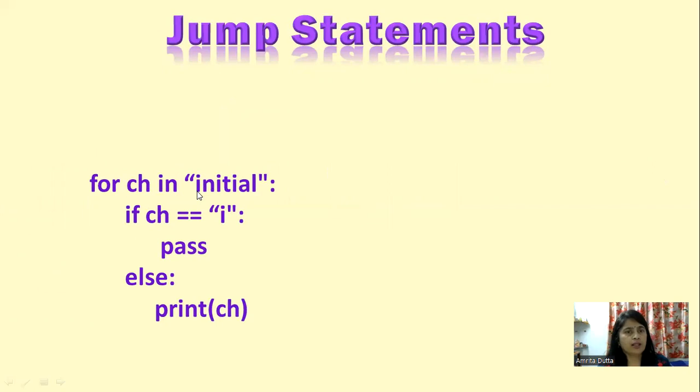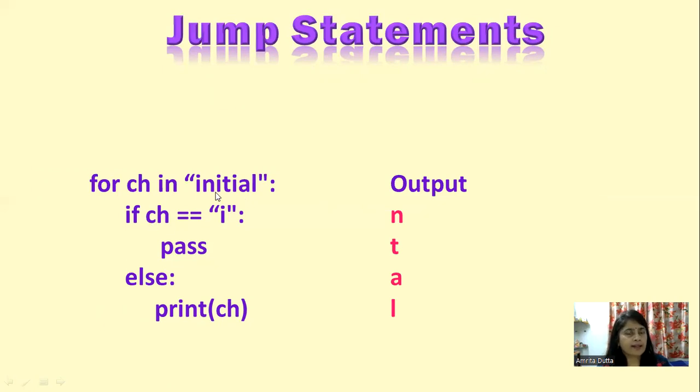For ch in "initial", how many characters are there in initial? Seven characters. So it is supposed to run for seven times. Now see the output. If ch equals 'i', the first character is itself I. So pass. Pass means that it will not do anything. Next, it will go to the next iteration, n. So if ch equals 'i', the condition is not true. So it will go to the else part and it will print n, because the condition is not true.